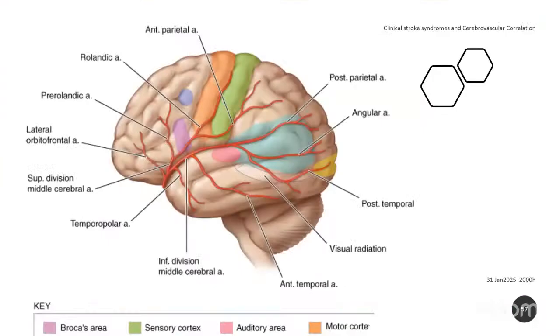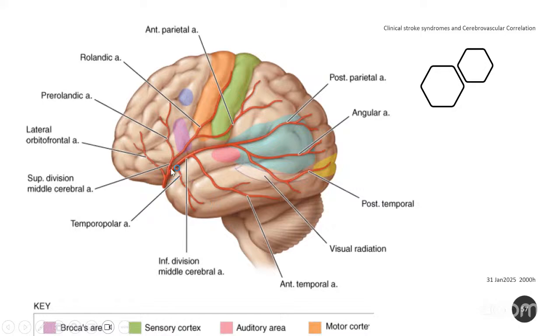So these syndromes, as I recall, this is a middle cerebral artery. We have seen the anterior cerebral artery earlier. Here, the middle cerebral artery has got a superior division and then an inferior division. The superior division supplies lateral orbitofrontal branches. This is called a pre-Rolandic branch. This is a Rolandic branch, and the post-Rolandic branch, and the posterior parietal branch. This is the angular artery, and you also have posterior temporal branches and anterior temporal branches. These are coming from the inferior division and the temporopolar.